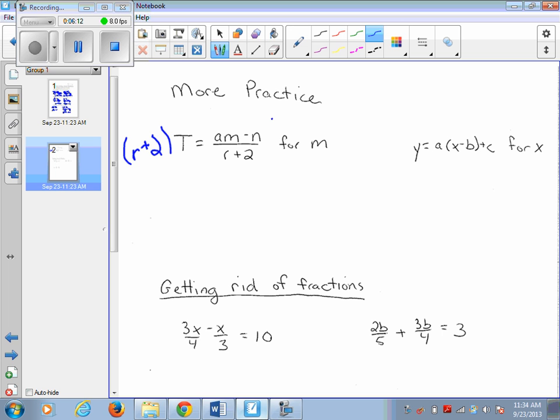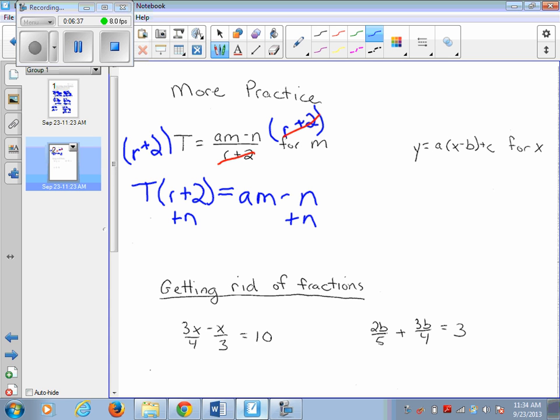We have to multiply by that whole denominator, which means it'll cancel out there and there. So we get T times R plus 2 is equal to AM minus N. Still have to get M all by itself, so we're going to add N to both sides.